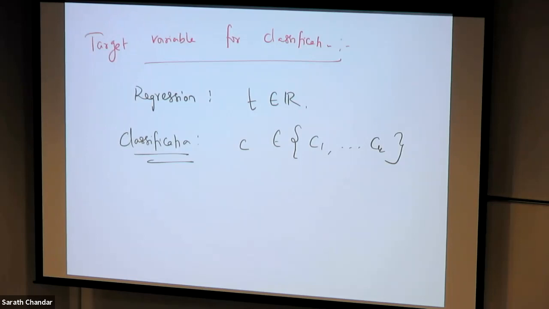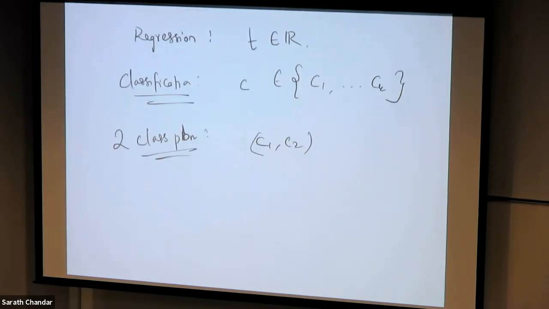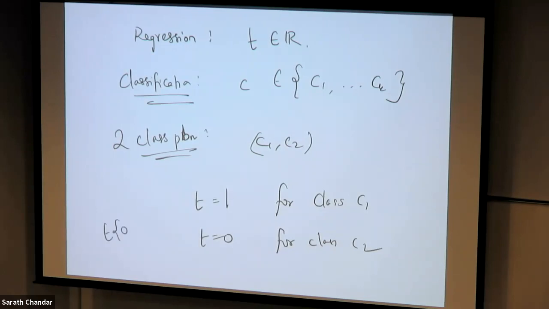So if you have a two-class problem, C1 and C2, one easy way to convert this is to say t is equal to 1 for class C1 and t is equal to 0 for class C2. In other words, t belongs to either 0 or 1. This is an interesting way of setting up a two-class problem because now t can be considered as just the probability of seeing class 1.